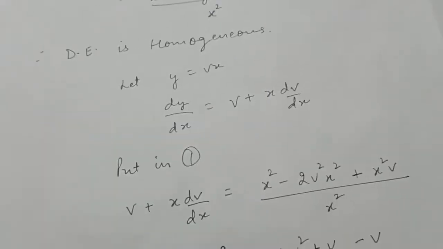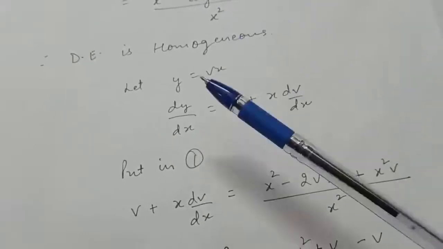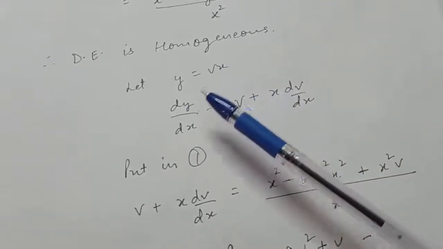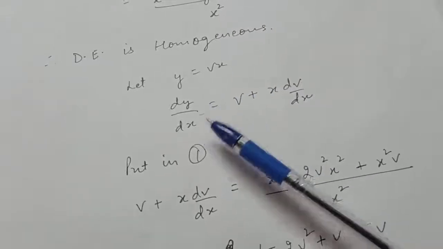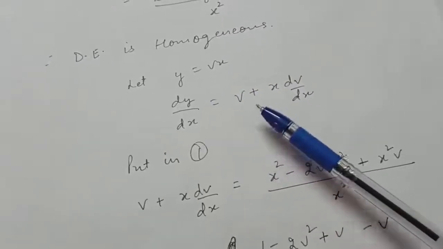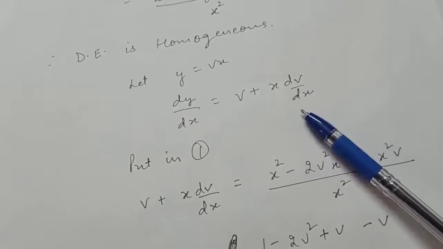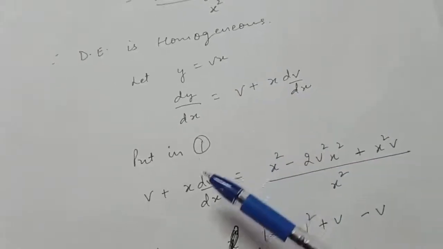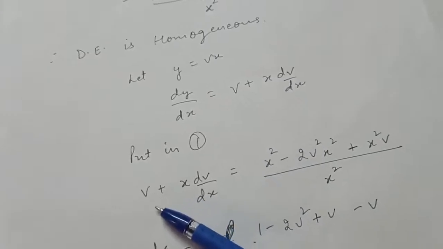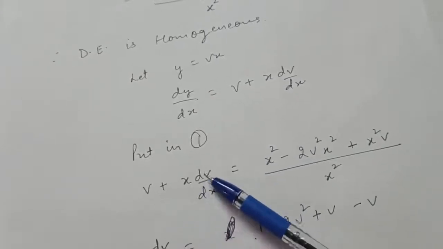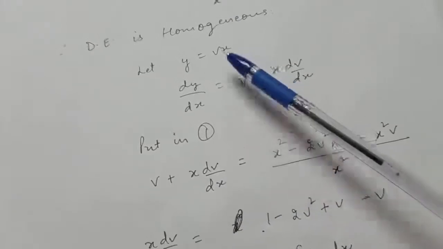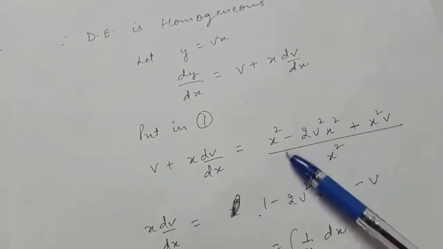Now because the differential equation is homogeneous, let y equal vx. Now differentiate both the sides with respect to x. So you will get dy by dx equal to v plus x dv upon dx, right? Now put these in the given equation 1. So in place of dy by dx, you will get v plus x dv upon dx, and in place of y, put vx. So you will get this.